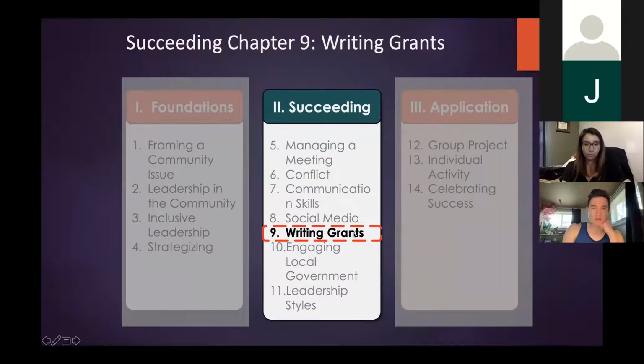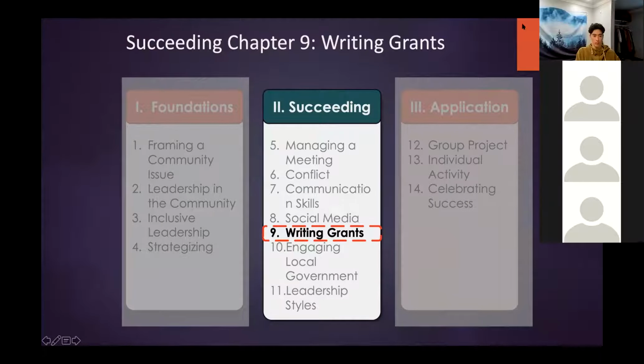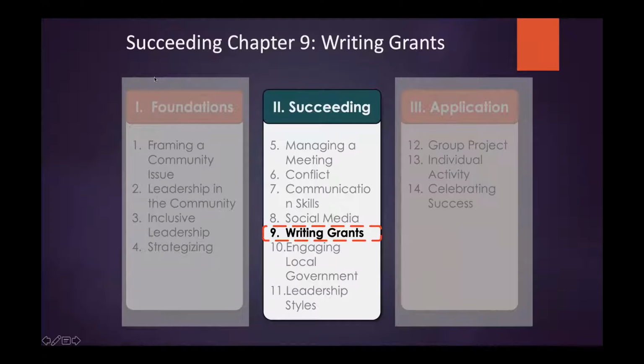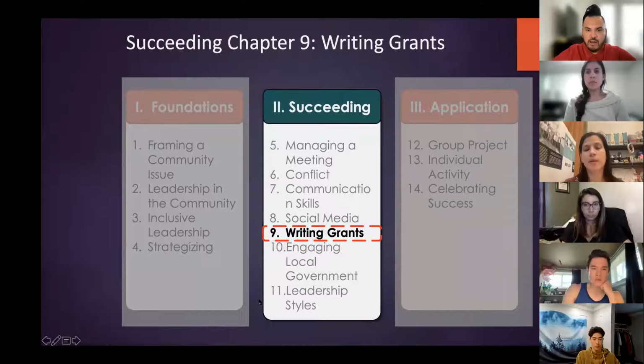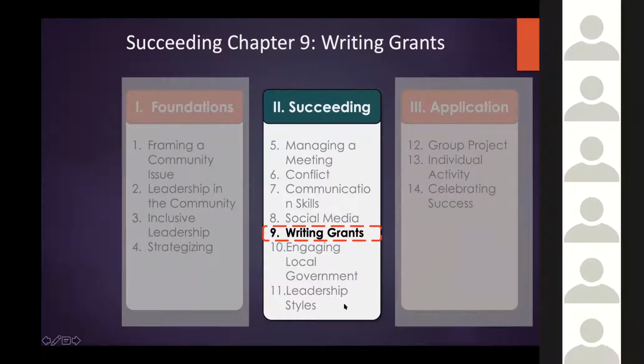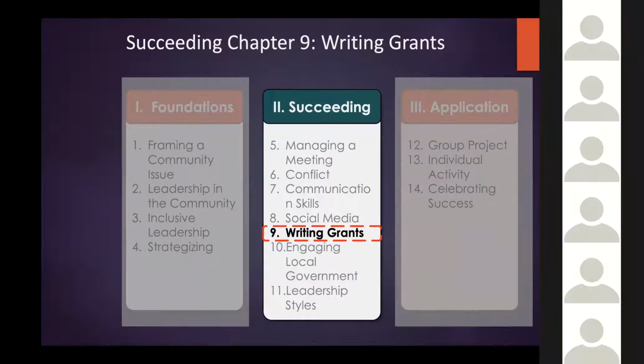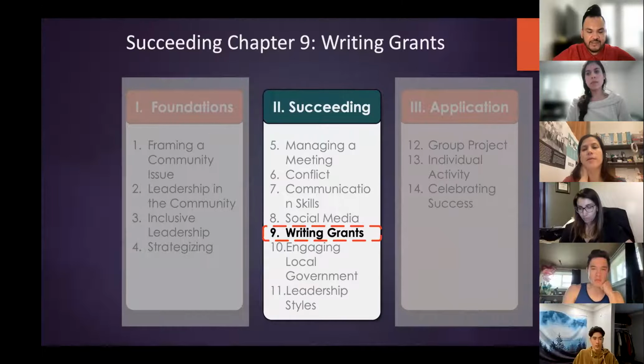All right. So tonight, obviously, we're talking about writing grants. And as you can see, I love seeing this first slide always because we get a sense of where we are at and where we're going. And we're still within this succeeding part of our course. And so far, out of this section, we've covered managing a meeting, conflict, communication skills. And as Evie was reviewing earlier, last week's focus was on social media. So now we're moving on to writing grants.